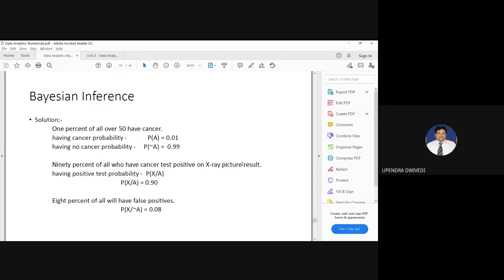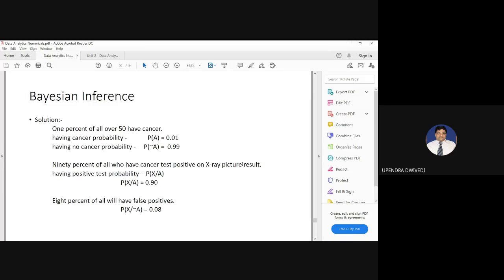The second statement says 90% of all who have cancer test positive on X-ray picture result. So first, what is the sample space? Who have cancer test positive means patients who have gone through the X-ray and have been found positive. So it means 90% accuracy of that X-ray picture result. So it means the probability of having a positive X-ray test, given that the particular person is suffering from cancer.